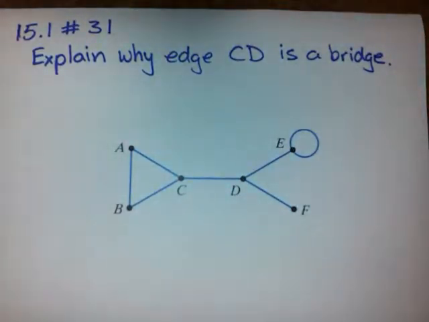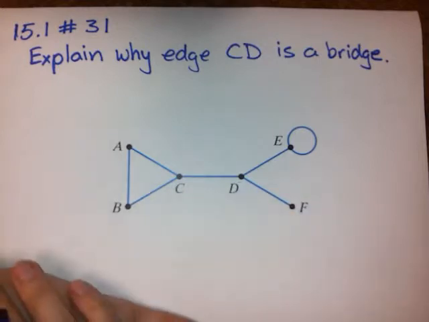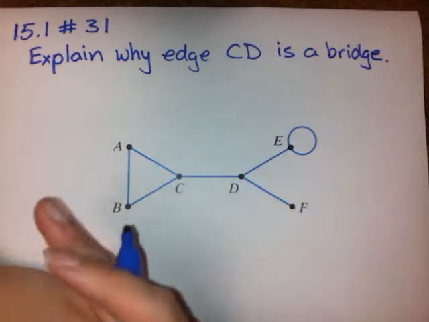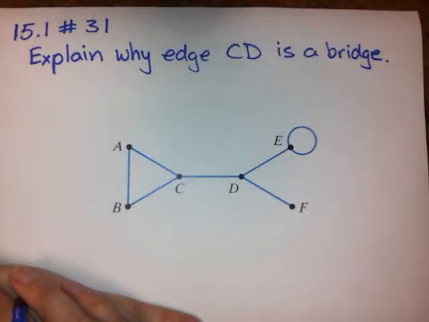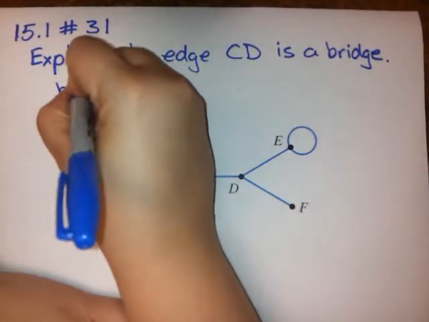So here's number 31 from section 15.1. They've given us a graph. It's one that we've worked with on a couple of the other problems. But what they're asking us here is to explain why edge CD, this edge here, is a bridge. And to be able to make that explanation, what we need to do is go back to the definition of a bridge. And what is a bridge?